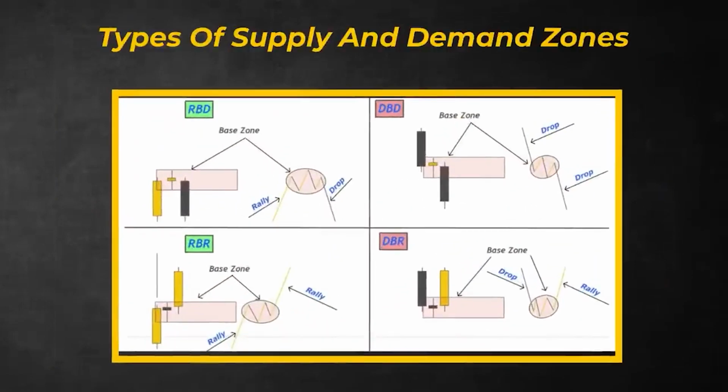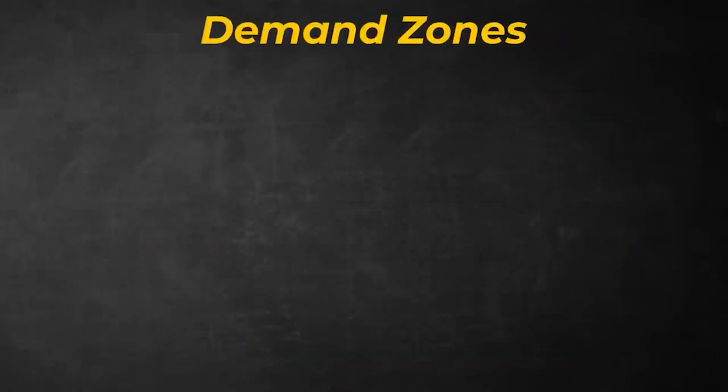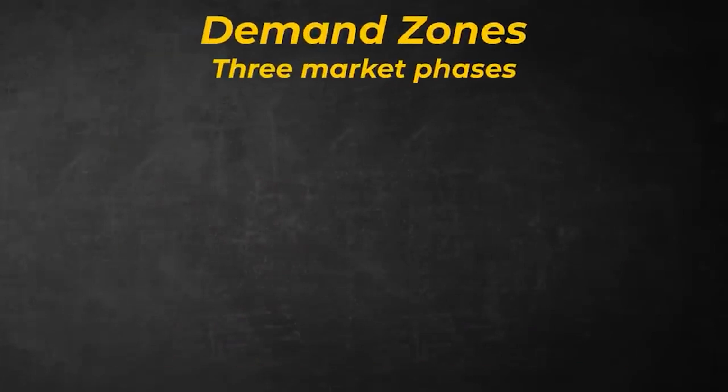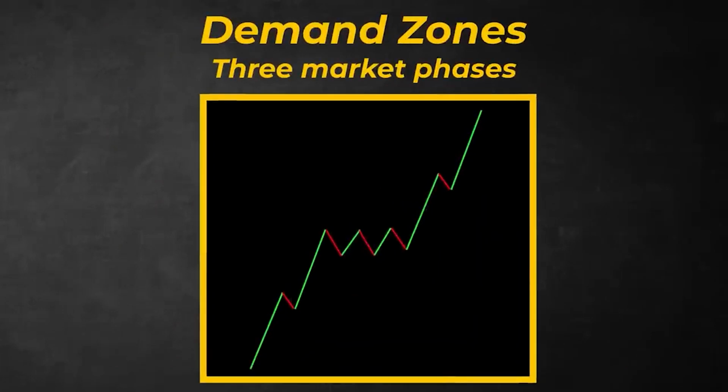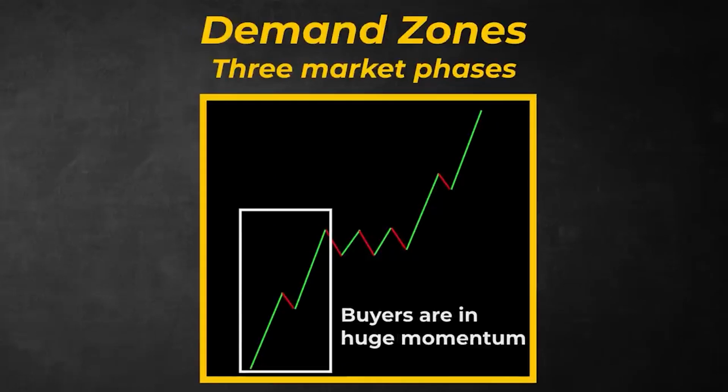First, we're going to go into the details of demand zones. In the demand zone, there are three market phases. The market structure of a demand zone looks like this. Here, the first phase is an impulsive move in the bullish direction, which represents the huge momentum of buyers. This phase is called rally. So in the first phase, the buyer controls the market.